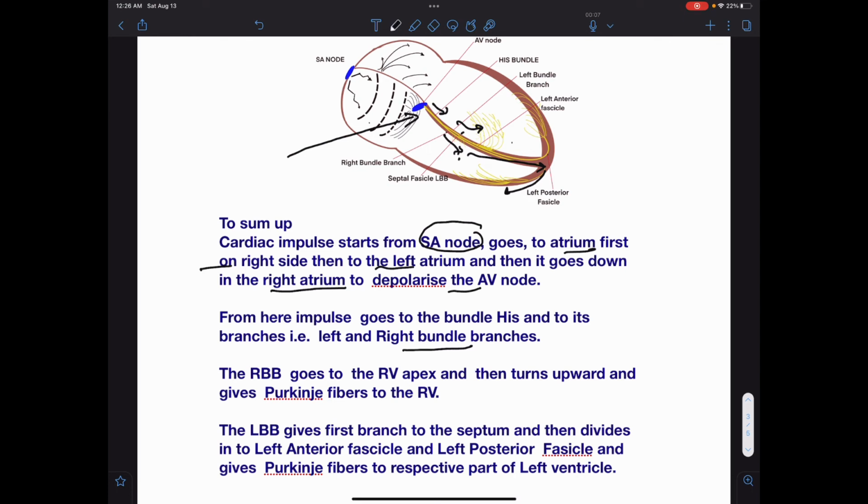The left bundle branch gives first branch, that is the septal branch, and then divides into anterior fascicle and left posterior fascicle, which goes up the posterior part of the left ventricle and then stimulates the left ventricle.